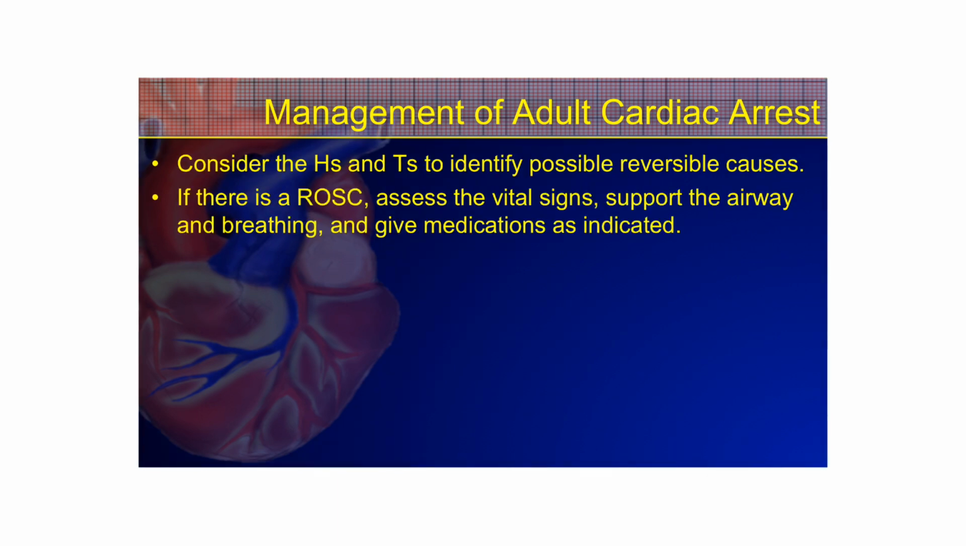Of course, you've heard of the H's and the T's, and these are the reversible causes of death, or the possibly reversible causes of death. You're going to want to make sure you go through your H's and T's and treat any reversible causes. If there is a ROSC, or return of spontaneous circulation, assess the vital signs, support the airway and breathing, and give medications as indicated. Treat the ROSC patient like this very volatile being that could go at any moment. And it's all up to you to keep them where they are, as in pulse producing.